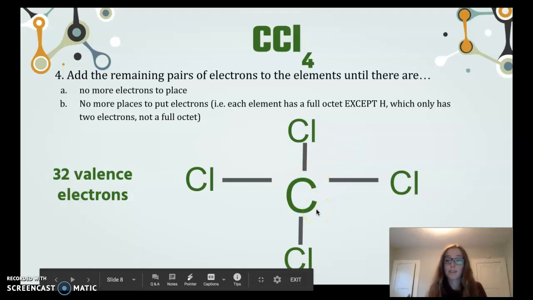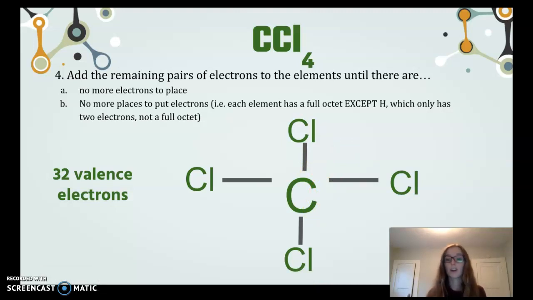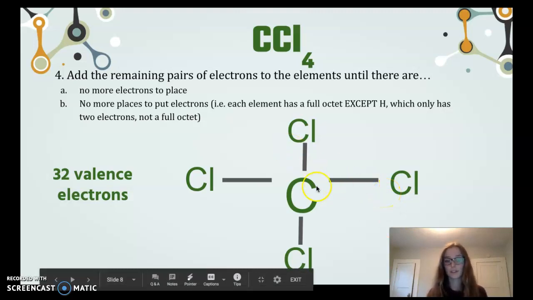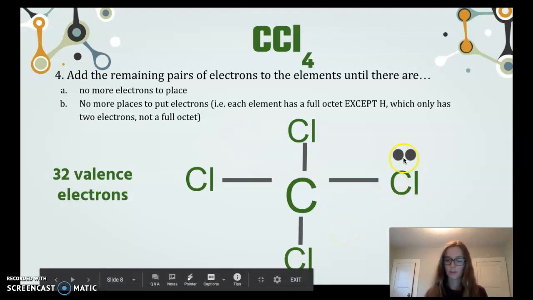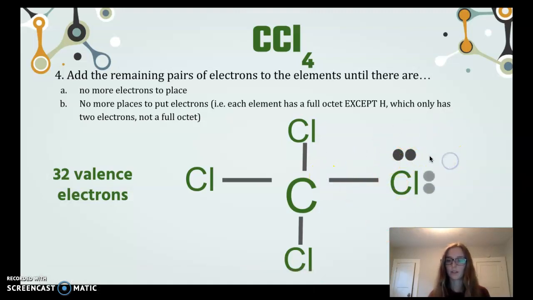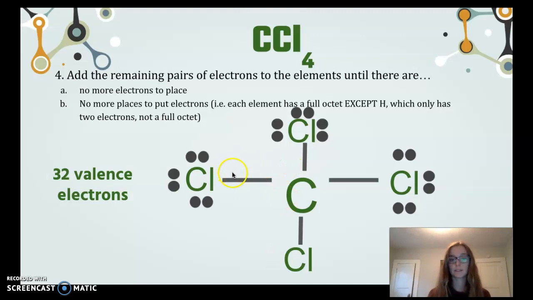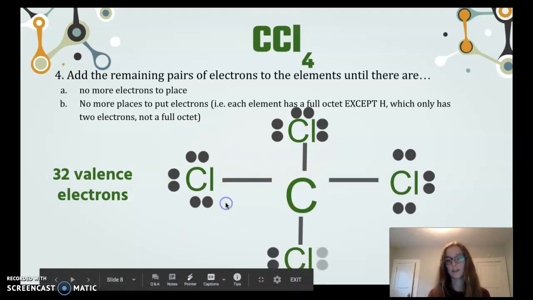My carbon's happy because it has 8 valence electrons around it. However, all of my chlorines only have 2 valence electrons. So I need to place 6 around each of them. So I place my electrons in pairs. So around this chlorine atom, currently I have 2, 4, now I have 6 valence electrons, 8 valence electrons. So this chlorine is happy because it's following the octet. This next chlorine also happy because it has 8. This chlorine has 8 valence electrons now, and then my final one, you can't see it at the bottom, but it has 8 valence electrons as well.